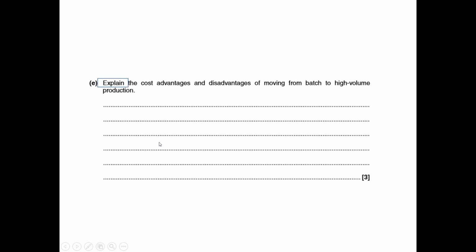We've got a command word: explain the cost advantages and disadvantages of moving from batch to high volume production. This is worth 3 marks. My first idea was that high rates of production mean higher profit. So put that in green, that's obviously an advantage. High volume usually means lower skilled workers, and that means sometimes a reduction in wages. So if they're lower skilled, we can pay them less. I suppose that's a good thing for the company, but a bad thing for the workers.